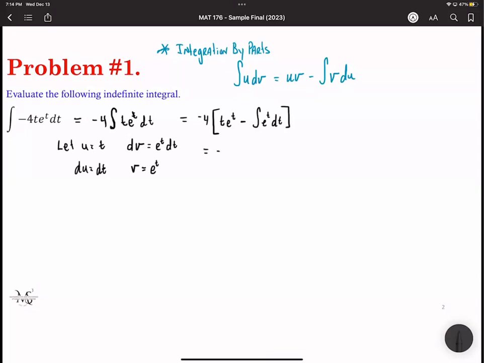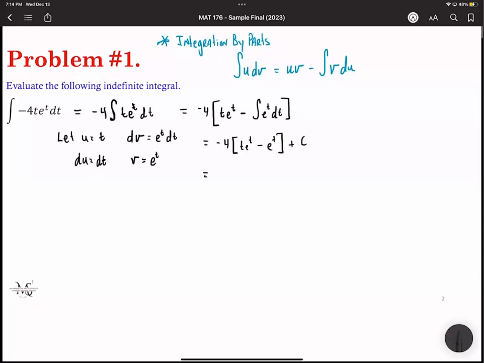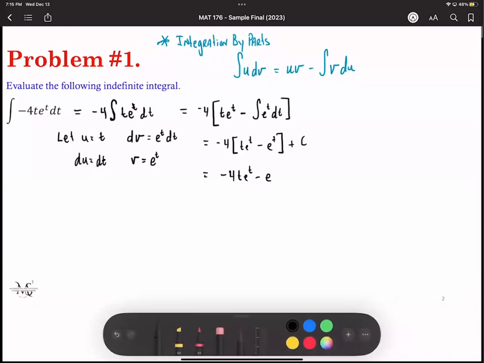So this will give us -4 in brackets t e to the t minus e to the t, close brackets, and then put a plus c, right? Your arbitrary constant. And then you could just multiply the -4 in, right? So you get -4 t e to the t, and when I take -4 and multiply it by the negative e to the t, that becomes a +4 e to the t, plus c. And that would be my answer to problem number 1.